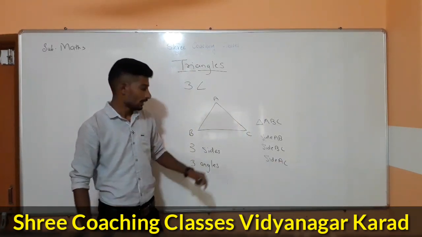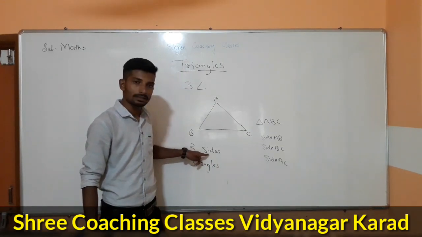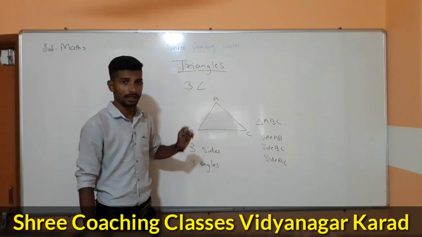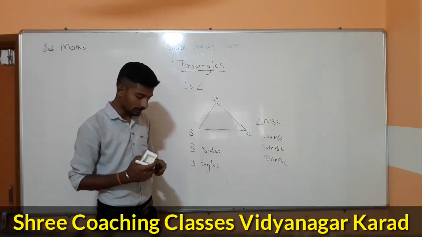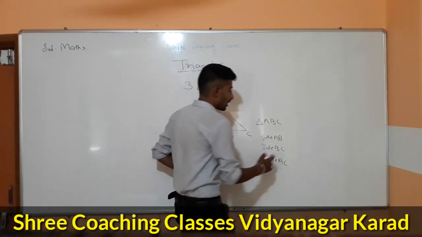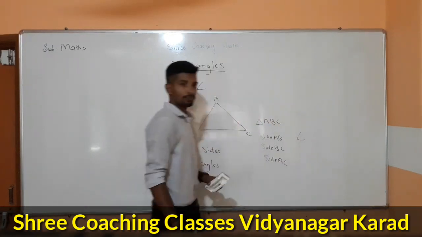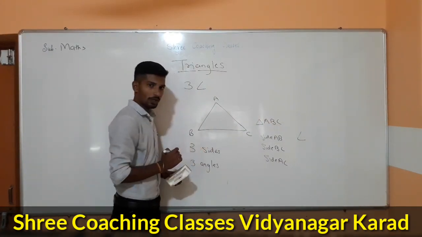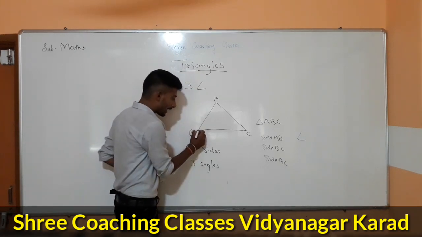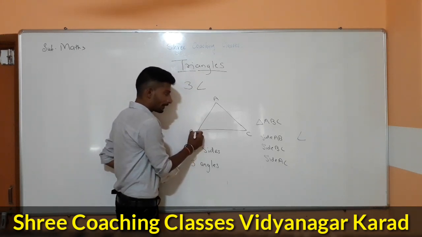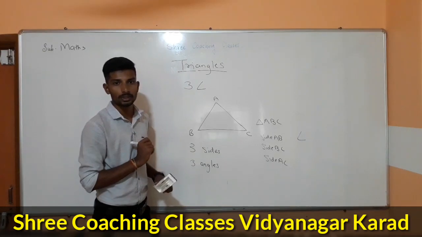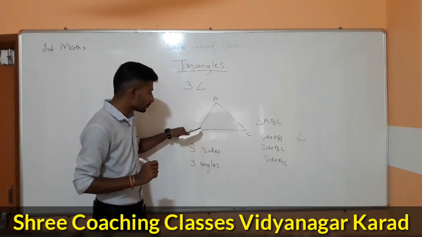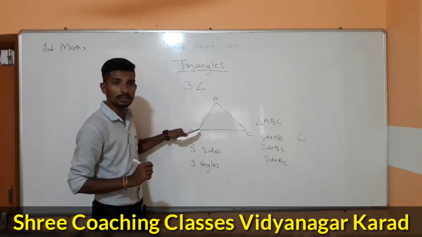We have seen the three sides. Now we have to see the three angles of this triangle. How will we write them? The angle which we are going to measure, the alphabet at the point where the two lines join should come in the middle.